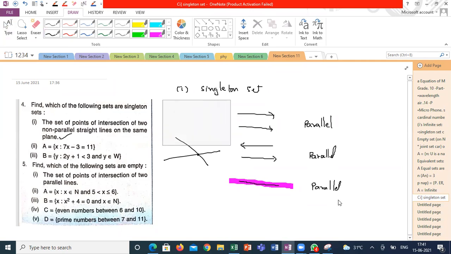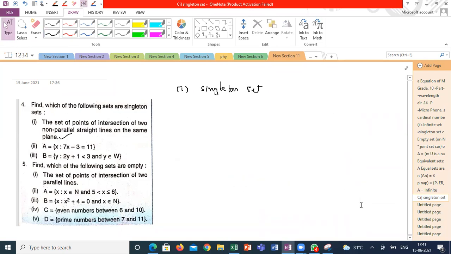Everyone agree, guys? Remove the confusion. Yes, sir. What about the second one? This is a singleton set. Yes, sir. It's singleton.